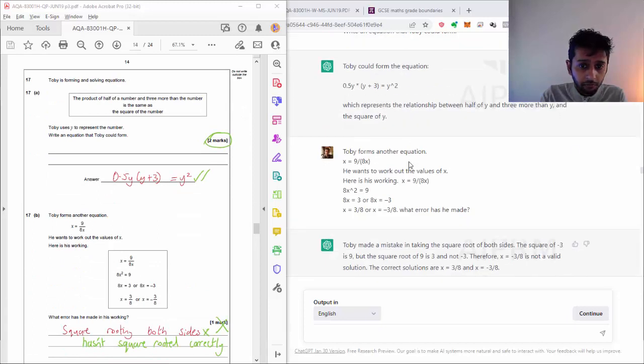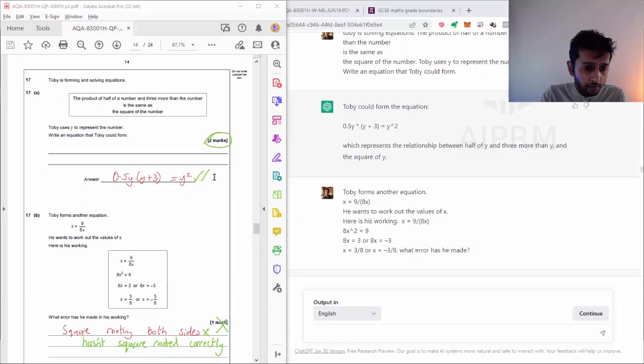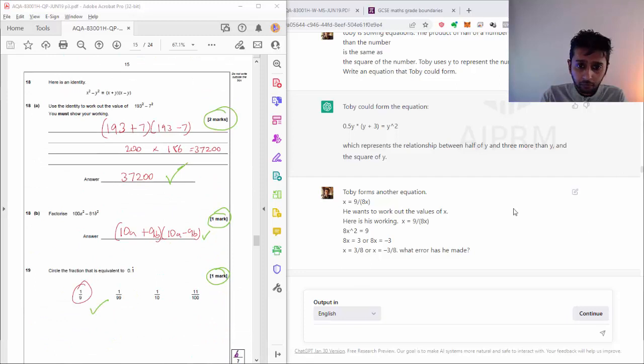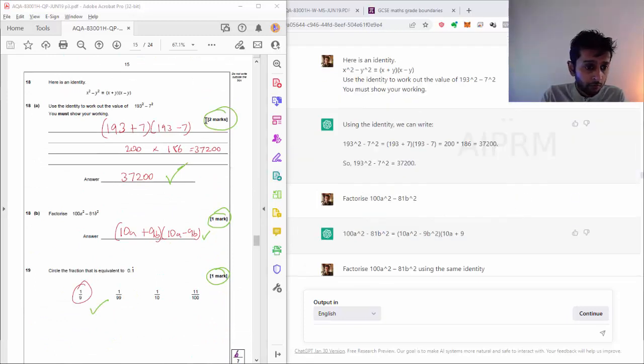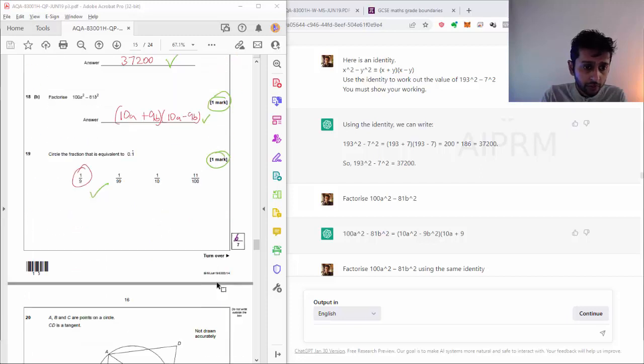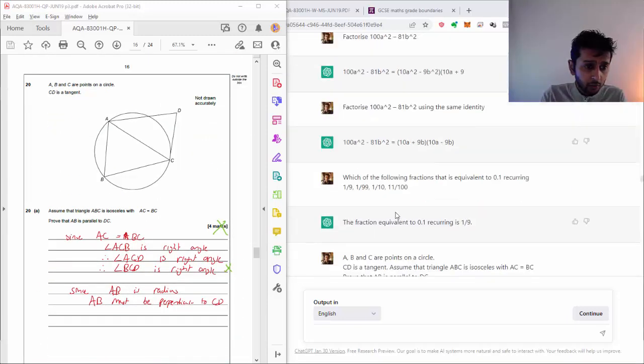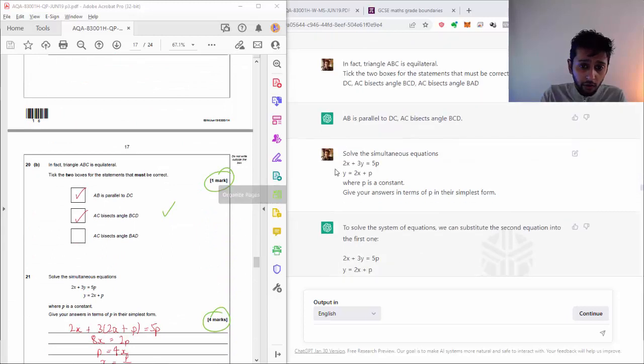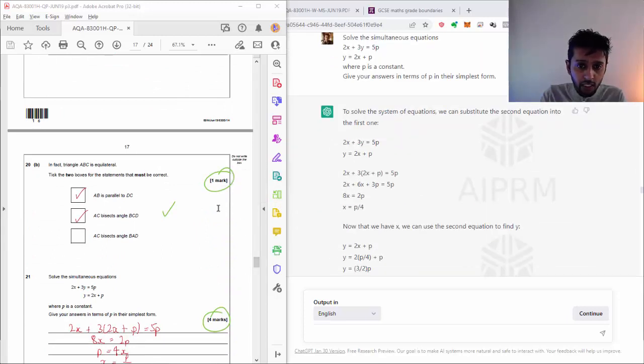Number 17, we got it fully correct. That's fine. Number 17B, ChatGPT said square rooting both sides was the error, but it's actually he hadn't square rooted correctly, not the fact that he square rooted. So no marks for this one. Number 18, we got full marks. Number 19 was fine. Number 20 was the circle theorem proof. ChatGPT had no idea on this one, so 0 marks on there. Although, it managed to get this one correct, so 1 mark on 20 part B.